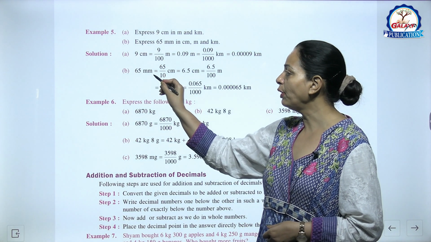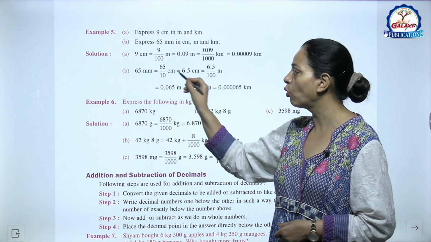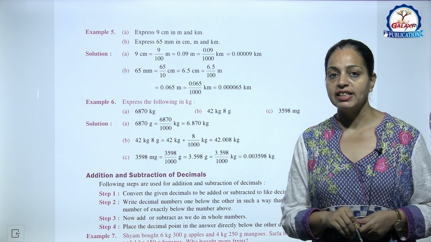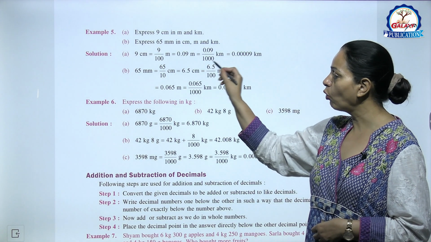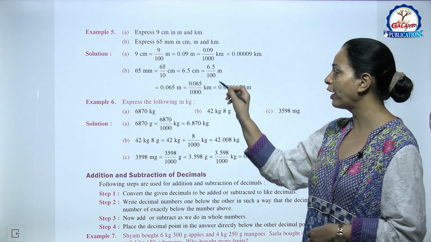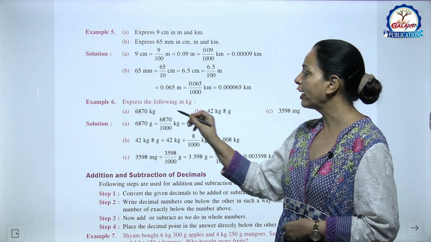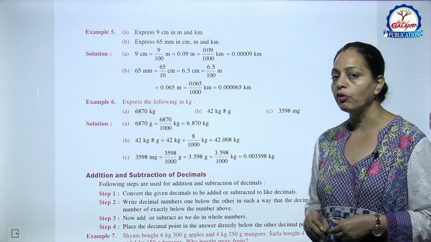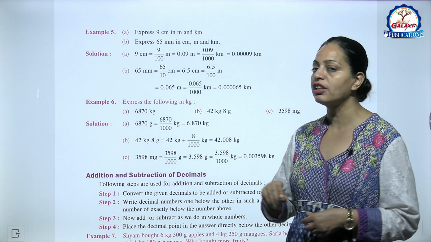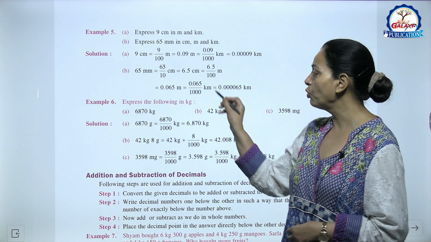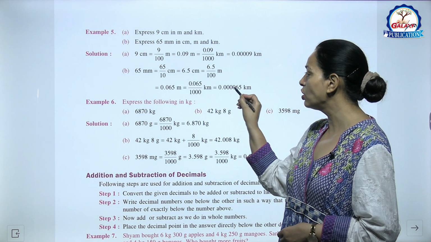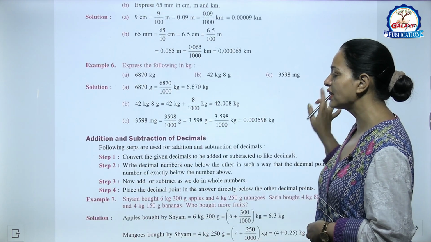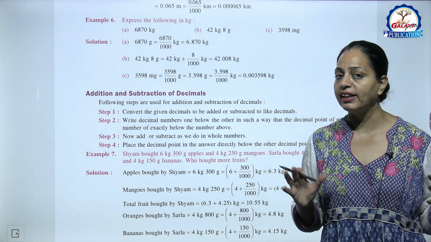So 65 millimeter equals 65 upon 10 centimeter, means 6.5 centimeter. फिर इस सेंटीमीटर को हम मीटर में कन्वर्ट कर दें, divide by 100 कर दें, we are getting 0.065 meter. Now convert meter into kilometer, divided by 1000. So we are getting 0.000065 kilometer. I hope this is clear to you, very easy and interesting.